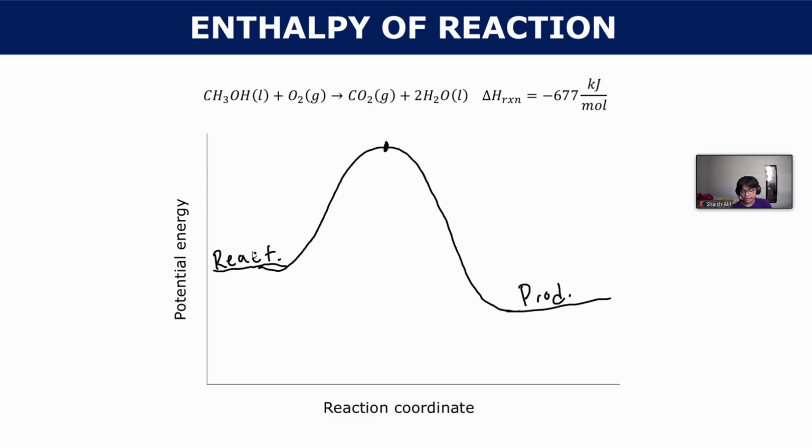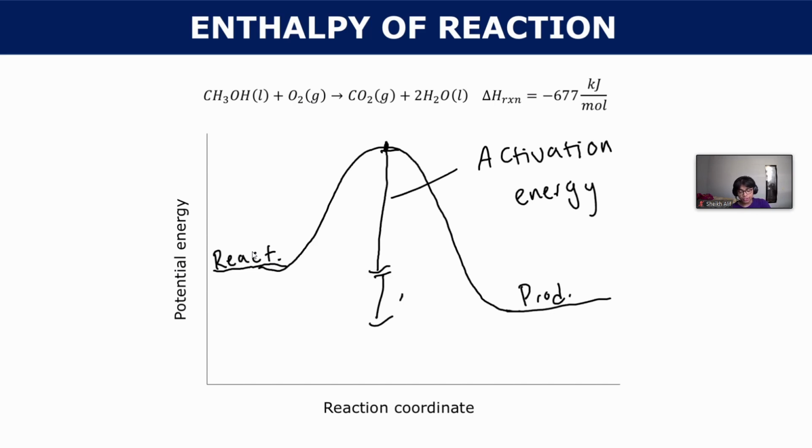From the reactants to that transition state is what's known as the activation energy. And from the reactants to the products, that is your change in enthalpy. It's important to mention the labeling of the axes. So on the left-hand side, or on the y-axis, you have potential energy, and on the x label, you have the reaction coordinate. The reaction coordinate is like as the reaction progresses.